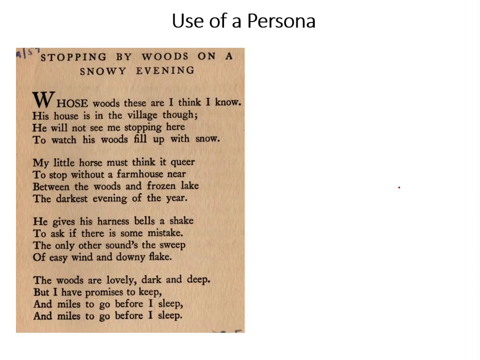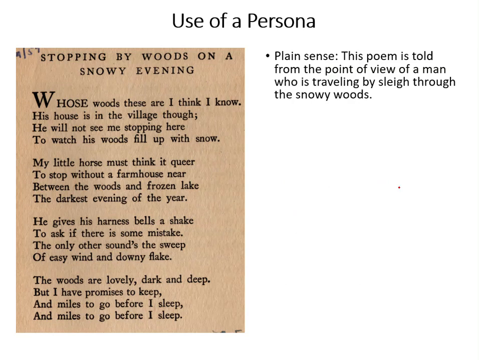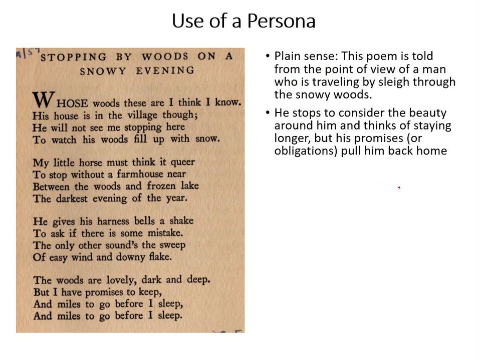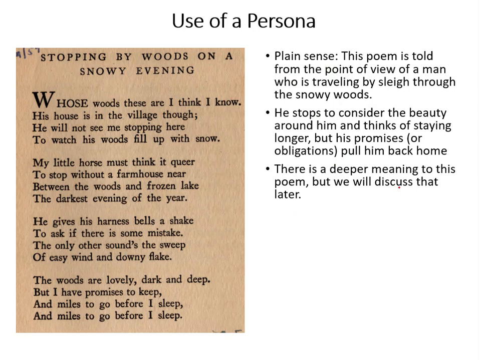So the use of persona in Stopping by the Woods. In plain sense, meaning if I ask just what's this poem about, without getting into the symbolism and all that, this poem is told from the point of view of a man in the 1800s who is traveling by sleigh through the snowy woods. So they don't have cars, they have wagons, and in the wintertime, they slap some sleigh runners on those wagons so that they can go through the snow. And that's what's happening. He stops to consider the beauty around him. He thinks about staying longer, but he has promises or obligations that pull him back home. So there may be a deeper meaning to the poem, but we'll talk about that later.